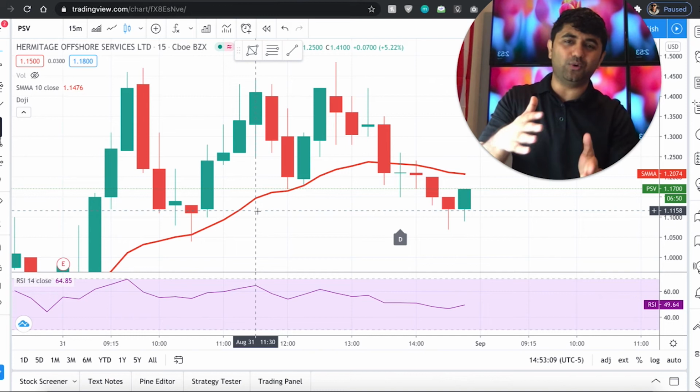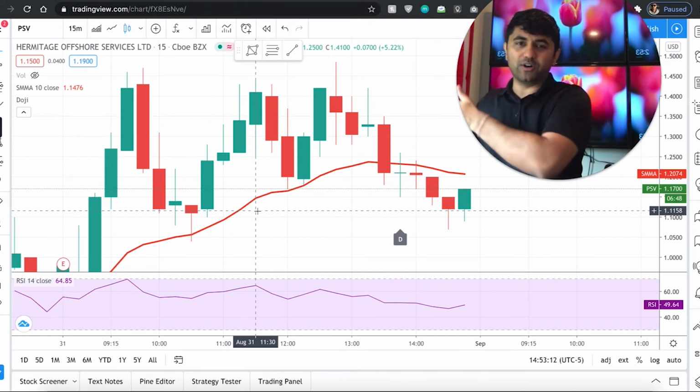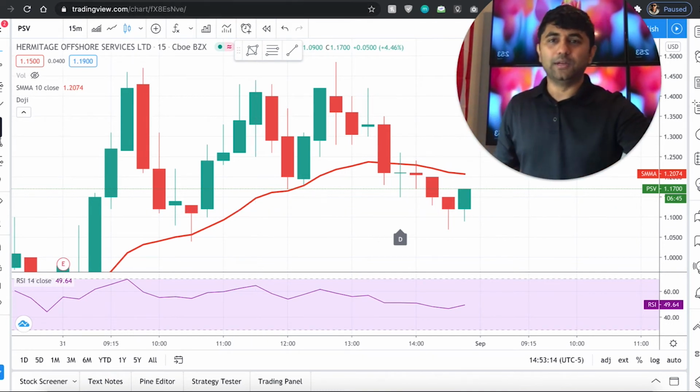But keep in mind, you see what the price was a couple bars prior to the Doji. Make sense? Cool. Let's move on.